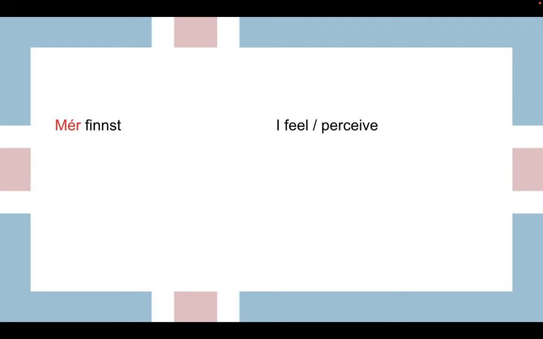Here are some with a dative subject, mér finnst, mér leiðist, and mér líður. So those are just some examples of impersonal verbs where the main subject is actually not in nominative.